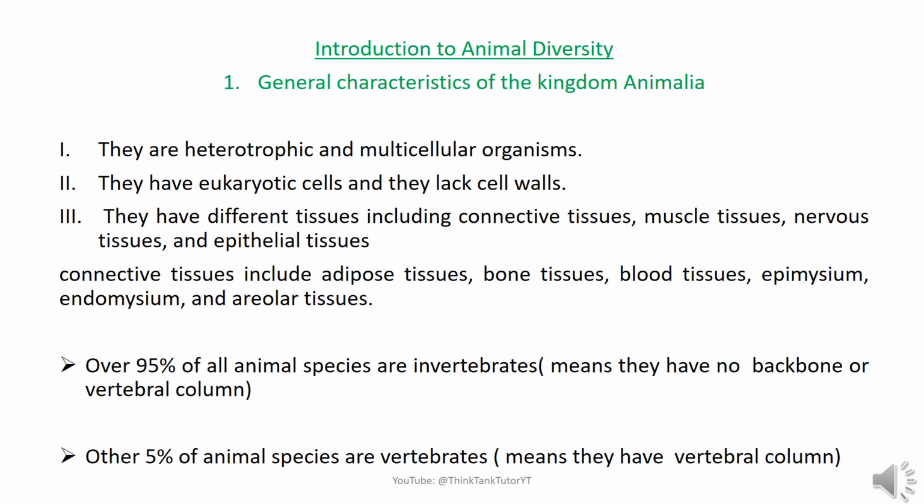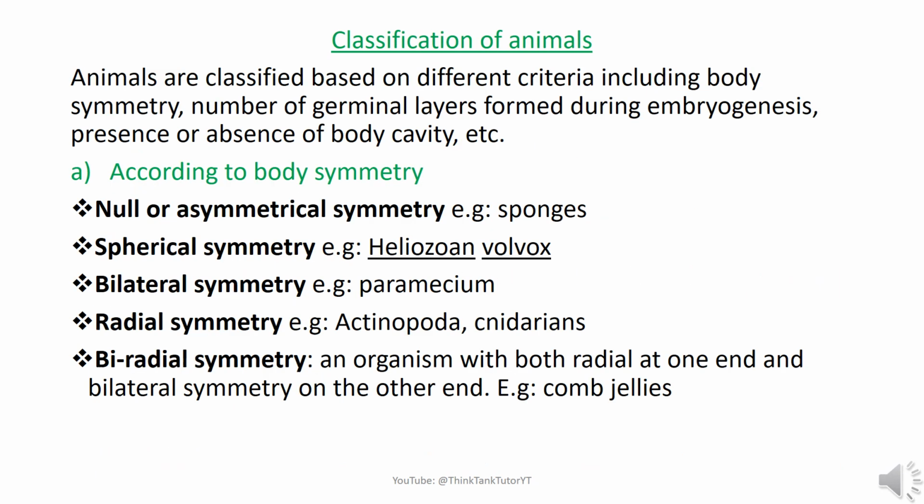Another important fact you have to know is that about 95% of all animal species are invertebrates, meaning they have no backbone or vertebral column. The other 5% of animal species are vertebrates, meaning they have a backbone or vertebral column. Classification of animals: animals are classified based on different criteria, including body symmetry, the number of germinal or embryonic layers formed during embryogenesis, presence or absence of body cavity, and so on.